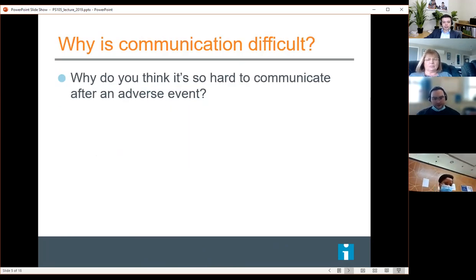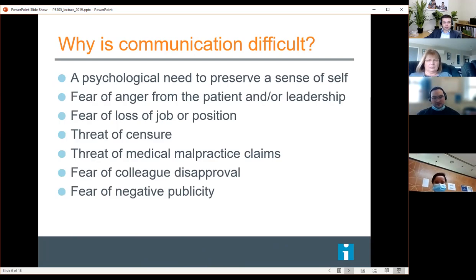So why is it difficult to communicate after an adverse event? Well, because there is a psychological need to preserve a sense of self, anger from the patient, you're afraid of that, or you're afraid you're going to lose your job or your medical practice, or disapproval from other people. These are real barriers to reporting adverse events in the first place. Now, hospitals on the one hand really want to encourage adverse events to be reported because it's the only way that we can learn from our mistakes. If they were never reported, they would go unnoticed.